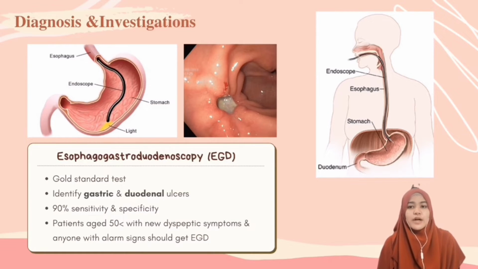First is esophagogastroduodenoscopy, which is EGD, also known as the gold standard test and most reliable diagnostic test for identifying gastric and duodenal ulcers, with sensitivity and specificity of up to 90%. Patients over the age of 50 who are experiencing new dyspeptic syndrome should get an EGD. Regardless of age, anyone experiencing alarm signs should get an EGD.